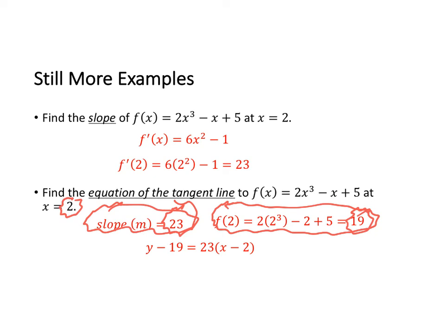So I can find the equation of this by simply plugging into an equation, the point slope form of the equation. Y minus 19 is equal to the slope 23 times x minus 2. So there's my equation of the tangent line to that function at x equals 2. Now I obviously can change it into y equals mx plus b form. Regardless, it doesn't matter. This is the equation in whatever form you want it to be in.